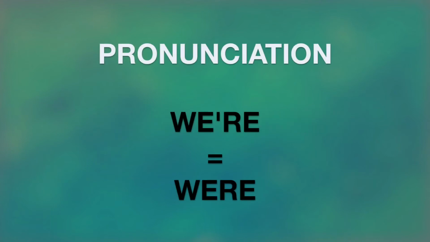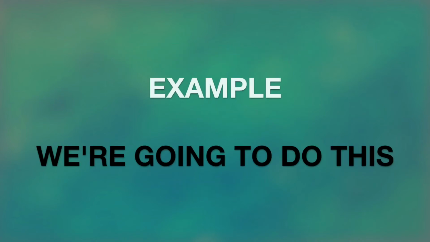"We are" becomes "we're". And now notice that when you contract those two words, "we are", and you form this contraction, its pronunciation will be pretty much the same as the pronunciation of the word "were". Okay, so we're going to do this. Okay, we're. Okay, we're going to do this.